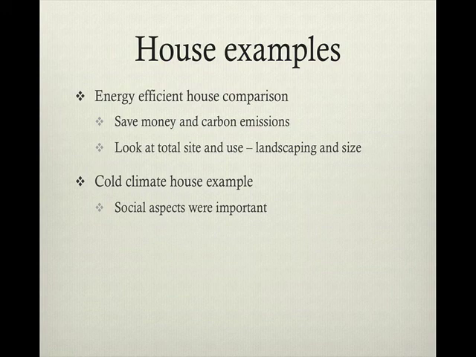And in the cold climate house example, the social aspects of how those homes were used were very important: where they were located, how people got around. That in turn really drove the comfort and usability of those homes.